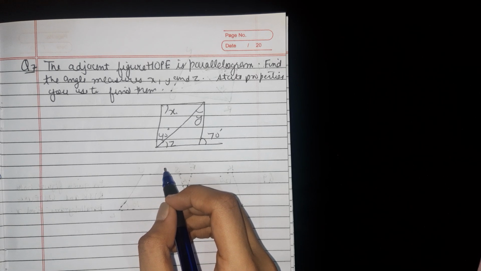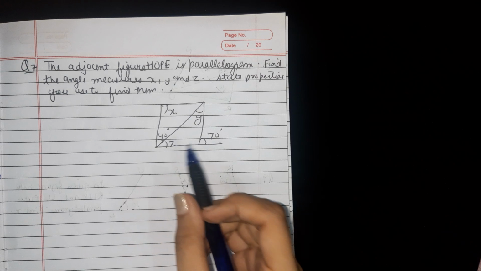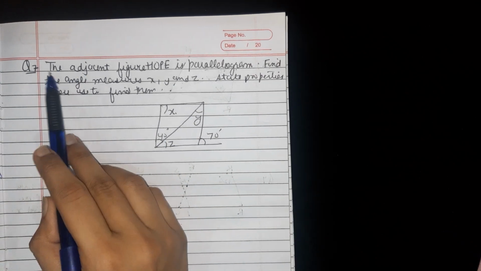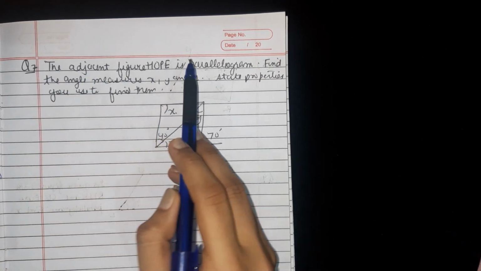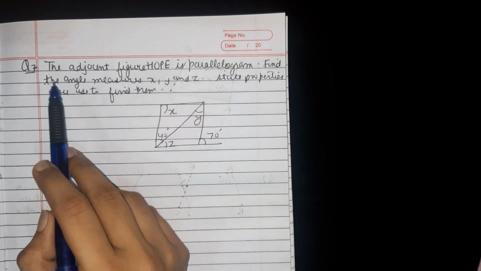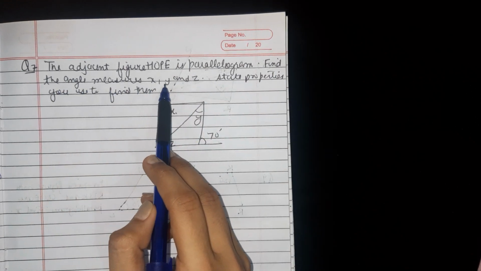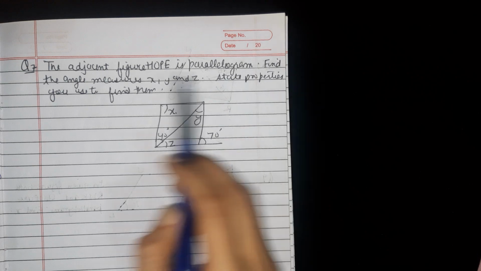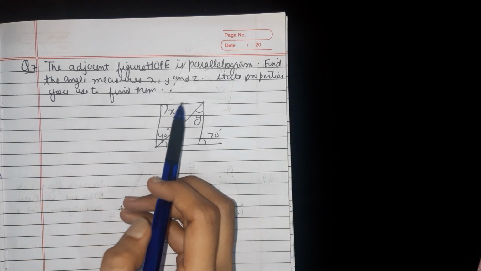Today we will discuss the remaining questions of exercise 3.3. So question number 7 is: the adjacent figure HOPE is a parallelogram. Find the angle measures x, y and z. State the properties you use to find them.